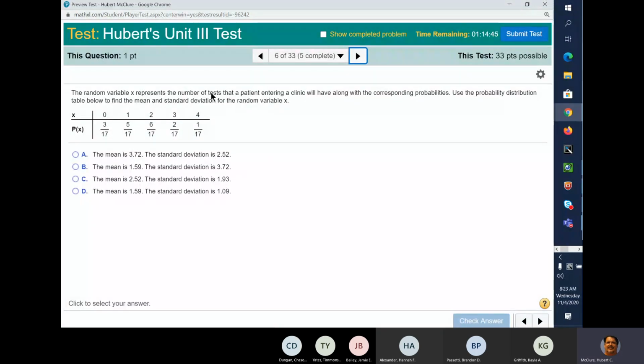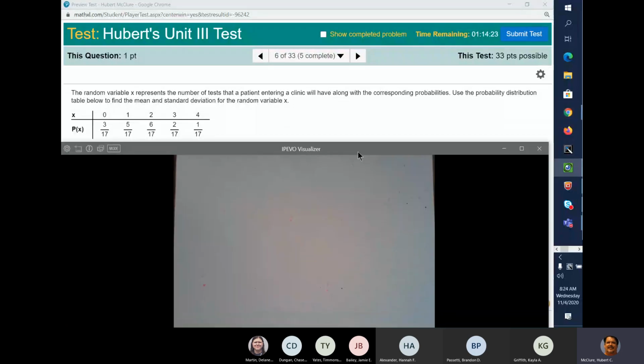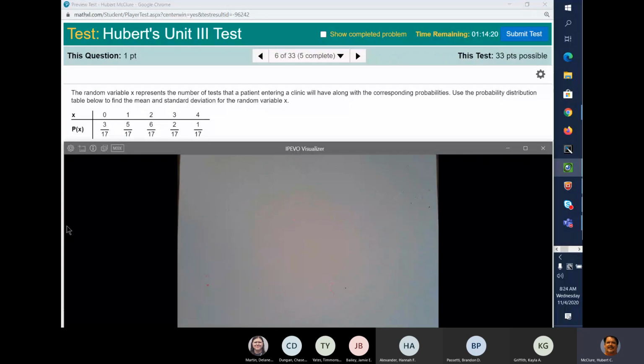A random variable. Use the probability distribution table below to find the mean and standard deviation of the random variable. Now, before we even start, I'm going to change this because this is not the way I showed you a table should look like. I told you that the tables would look like this. So I'm going to fix it.